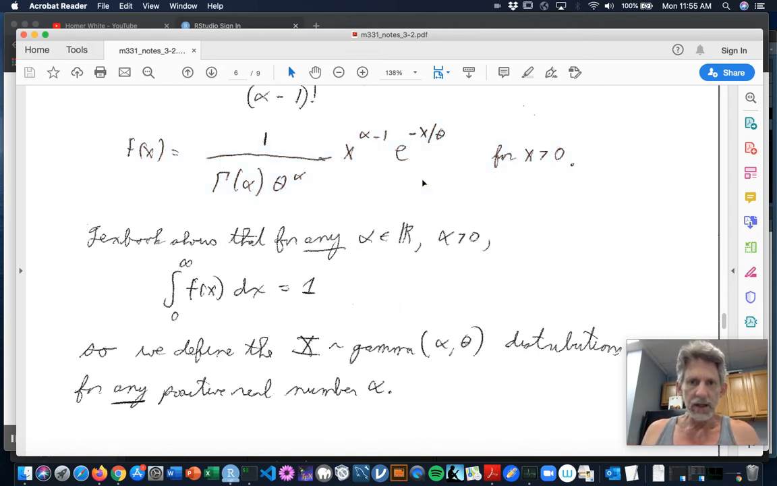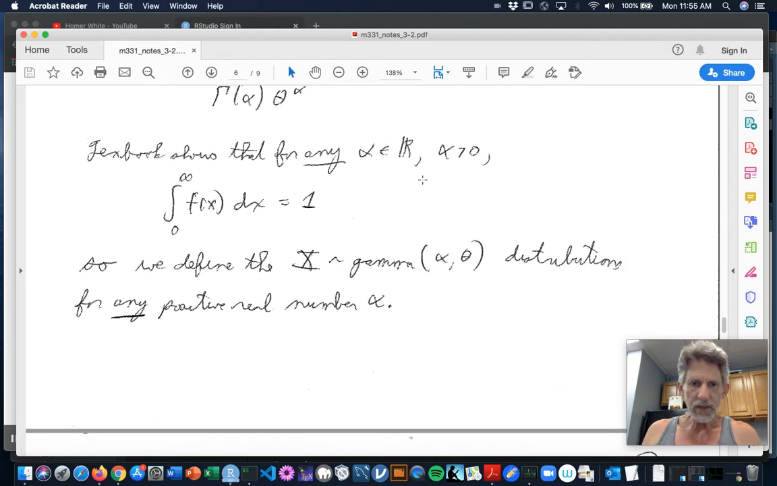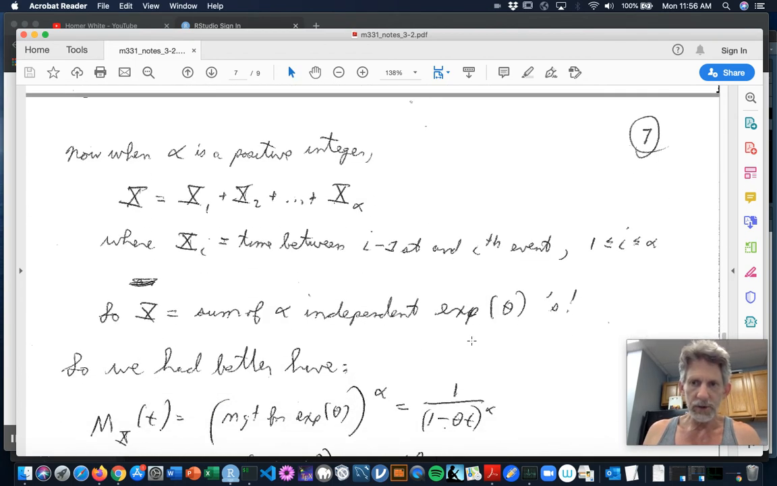All right, and that alpha could be any real number, not just a whole number, but when it's a positive whole number, then the random variable can be interpreted as the waiting time until alpha events in a Poisson process where you can expect to wait theta units of time between successive events. So let's go on to some new stuff.